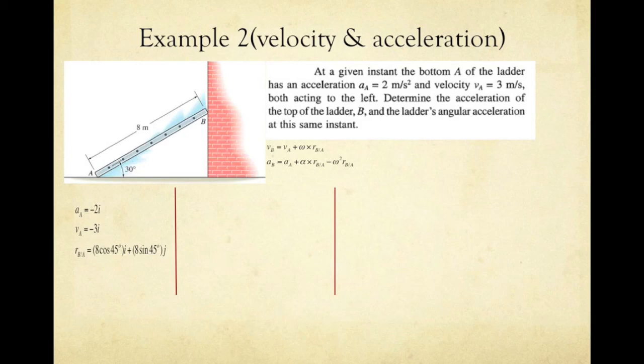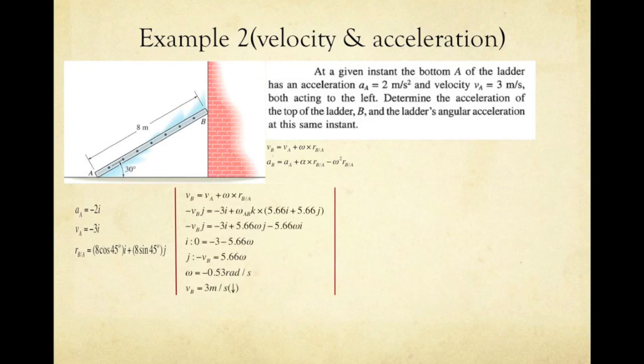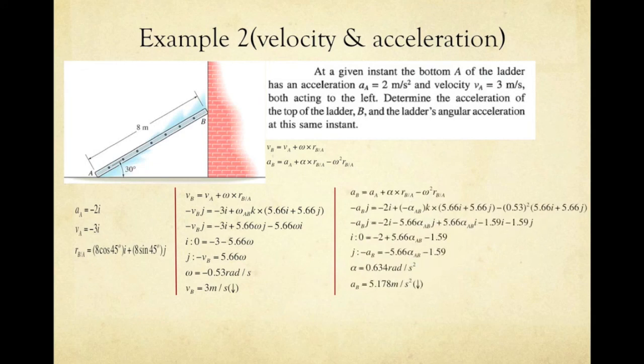Looking at the acceleration equation, we need to find omega first before we can proceed further. To get the omega, we use the velocity equation. The step is the same as in the previous example. It is as follows. By doing the I and J components, we will get the VB and omega of the ladder. By having the omega, we can now proceed to the acceleration equation.